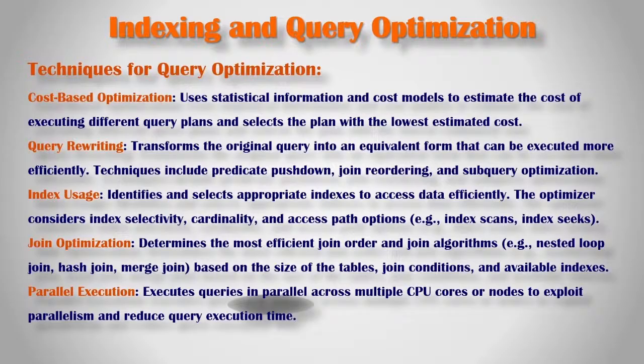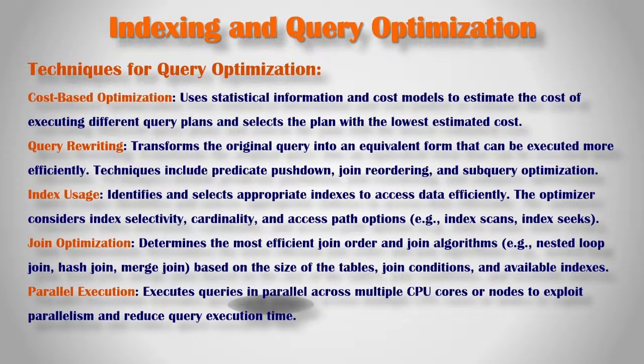Techniques for query optimization. Cost-based optimization uses statistical information and cost models to estimate the cost of executing different query plans and selects the plan with the lowest estimated cost. Query rewriting transforms the original query into an equivalent form that can be executed more efficiently. Techniques include predicate pushdown, join reordering, and subquery optimization. Index usage identifies and selects appropriate indexes to access data efficiently.